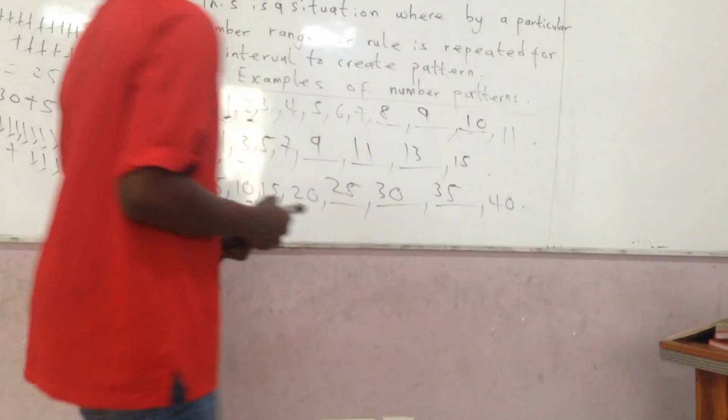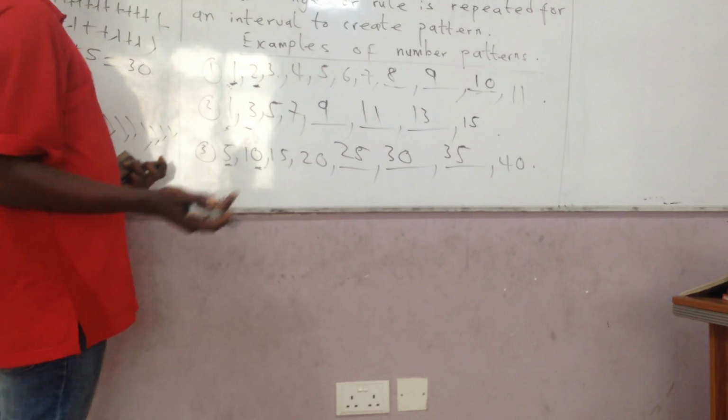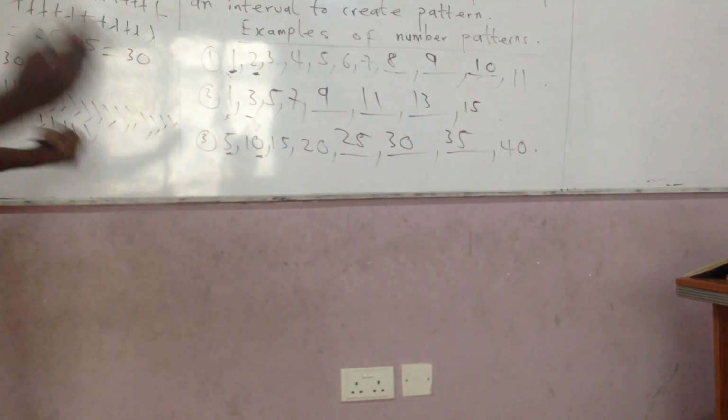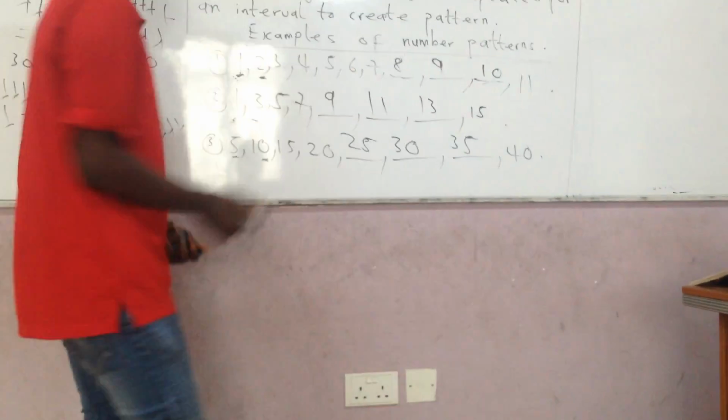So the first thing that we did was find the rule by subtracting the first number from the second number, and we saw that it was 5. And we added 5 to 35 and found all the numbers. Then 35 plus 5 is going to give us 40.